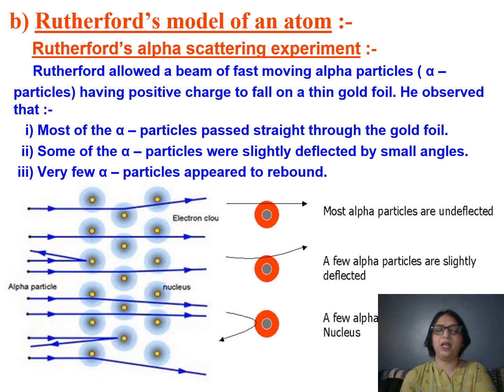He observed that most of the alpha particles passed straight through the gold foil. Some of the alpha particles were slightly deflected by small angles. Very few alpha particles appeared to rebound. Most of the alpha particles are undeflected, a few alpha particles are slightly deflected, and a few alpha particles are deflected.